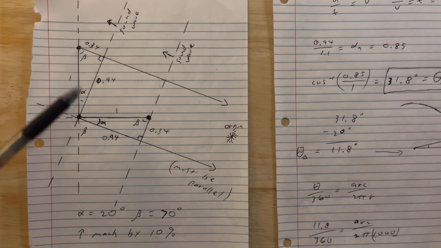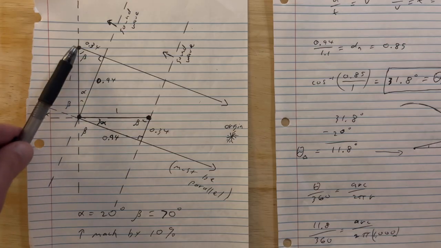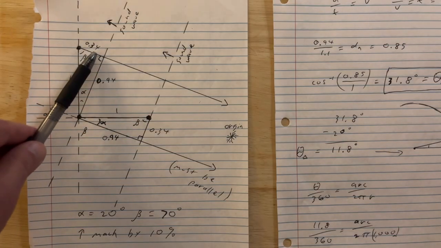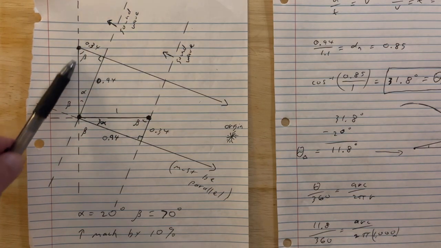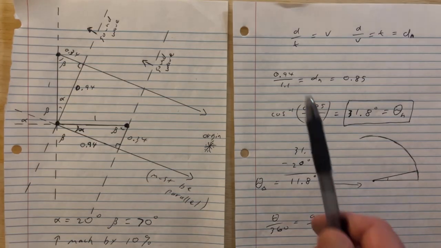But if we use this microphone array right here, then after that sound wave hits one, we only have 0.34 milliseconds until it hits the other, which means this array will give you a more accurate reading or a more accurate angle. And I'm going to show why in this video. I'm going to show how I get my numbers here.